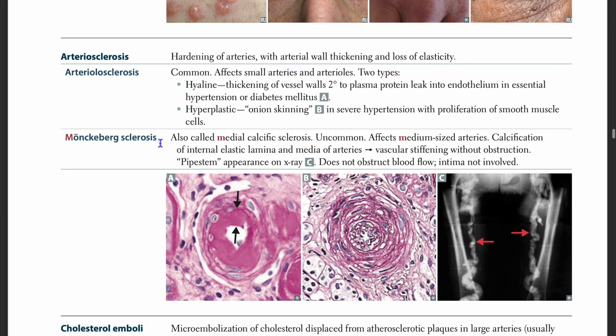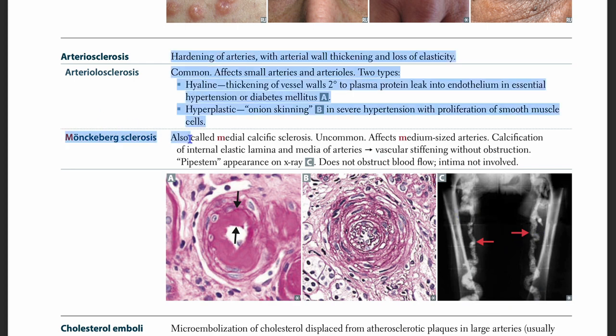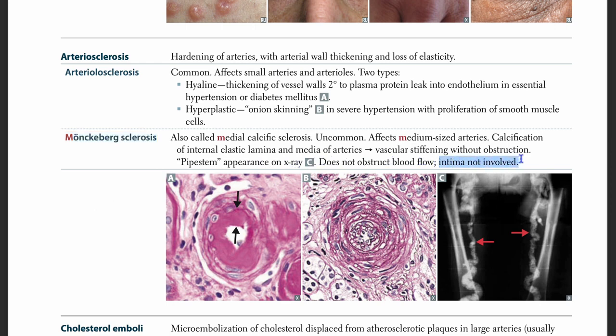Then you have Monckeberg sclerosis, also called medial calcific sclerosis, uncommon, affects medium-sized arteries, calcification of internal elastic lamina and media of arteries, vascular stiffening without obstruction, pipestem appearance on X-ray. So that right there. Okay. If you see that, it's going to be Monckeberg sclerosis. So, vascular stiffening without obstruction, pipestem appearance on X-ray, does not obstruct blood flow, intima not involved. Okay, so in here the intima is not involved.